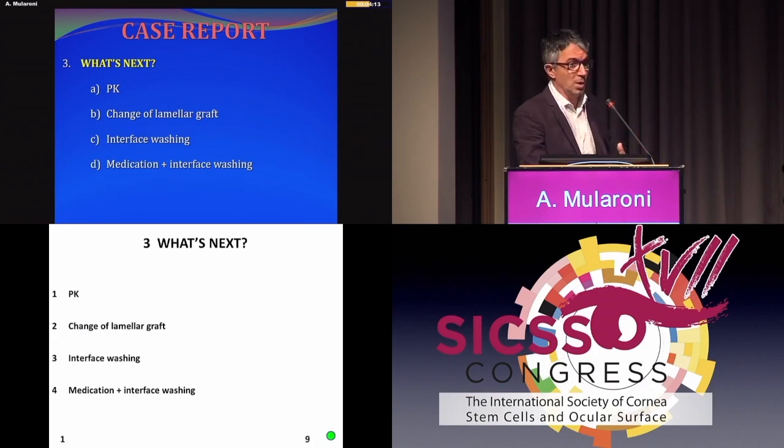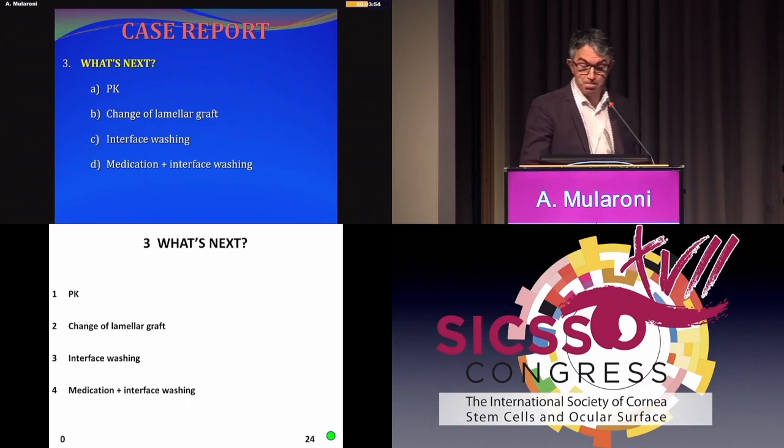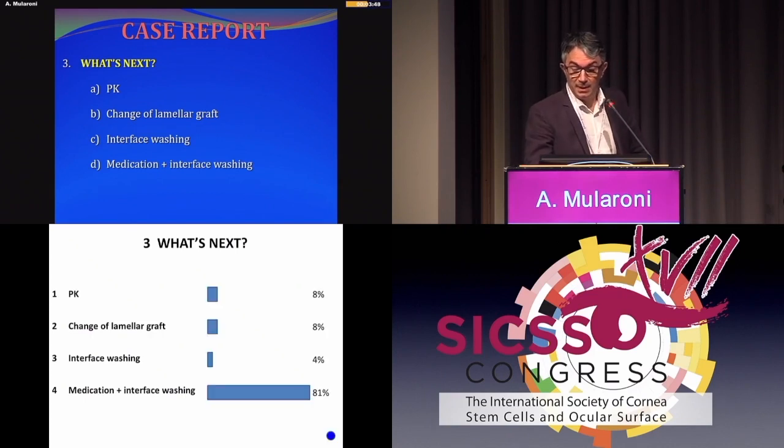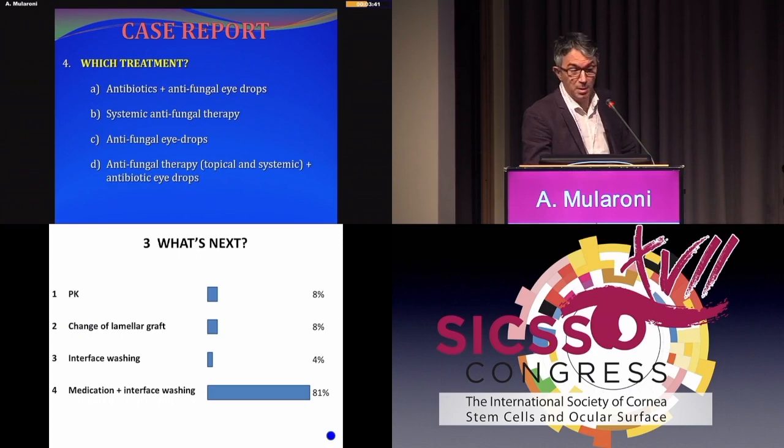intersections of the interface by fungus can be resolved by removing the tissue, or we can change the lamellar graft, or interface washing, or medical treatment plus an interface washing once the medical treatment has already been initiated. I would say that the last option got the majority of votes.